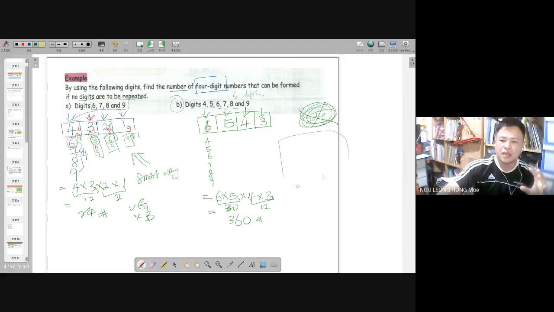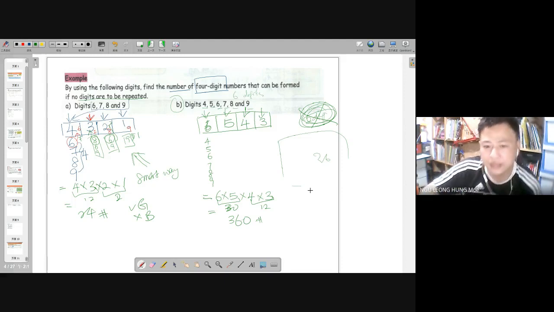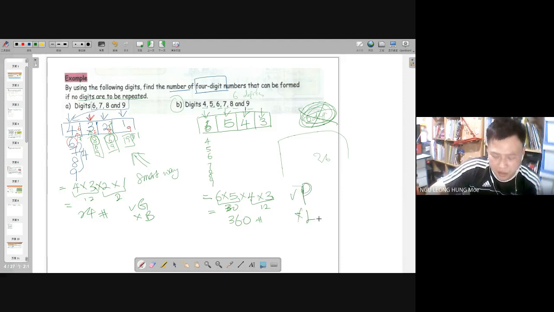If you want to list out 360 numbers, sorry, I don't want to do that. So we just use this way to identify how many numbers. Understand? If yes, reply me P. If not, reply me L.